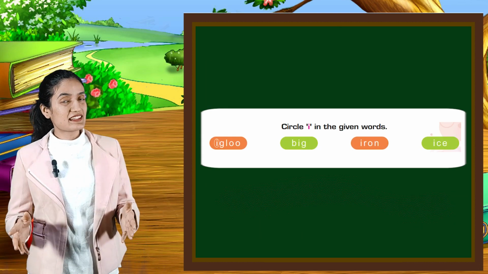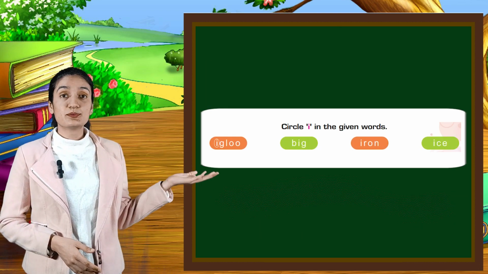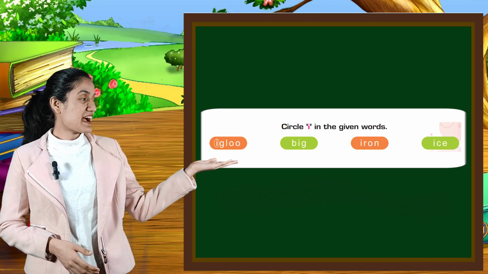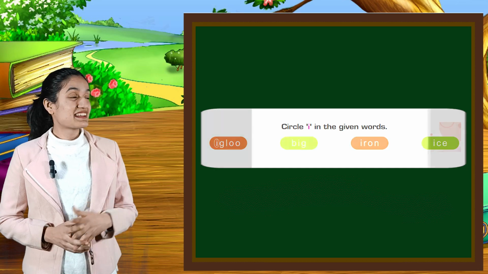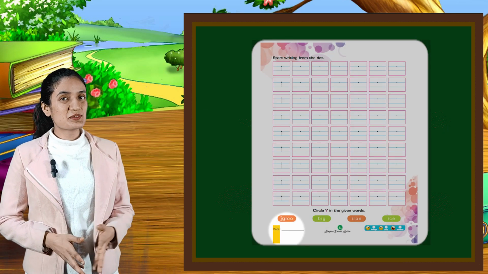Circle I in the given words. Igloo, big, iron, ice. So बच्चों, I को ढूंढे और उसे circle करें and write the date in your notebook.